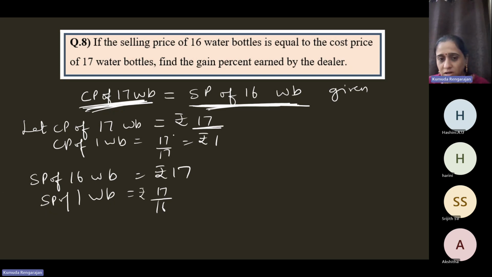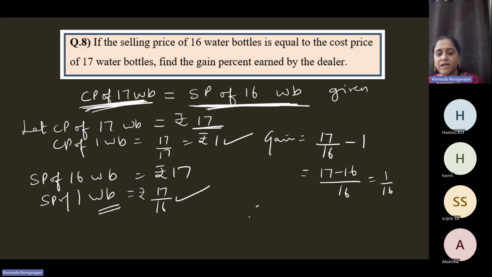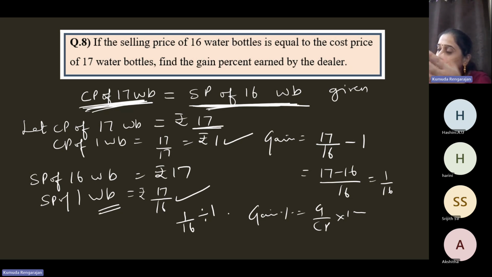Now, what is the CP of one water bottle? 1 rupee. What's the SP of one water bottle? 17 by 16. So what will be the gain? Gain is equal to SP minus CP, SP of one water bottle minus CP of one water bottle. So it will be 17 minus 16 by 16, which is 1 by 16. Now find the gain percentage. Gain percentage is gain by CP into 100. So gain is 1 by 16 divided by CP. What is 1 by 16? It's a gain on selling one water bottle, so divided by the CP of one water bottle into 100.